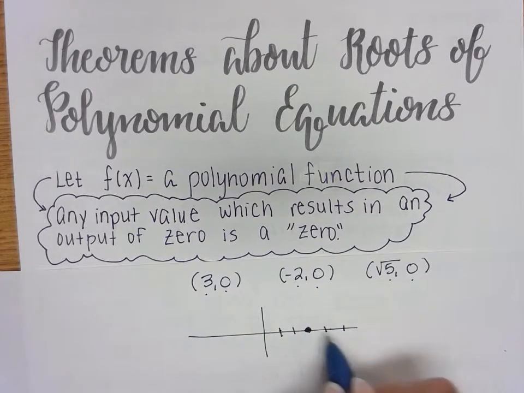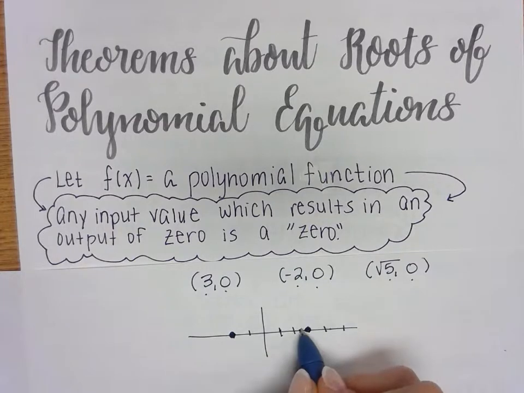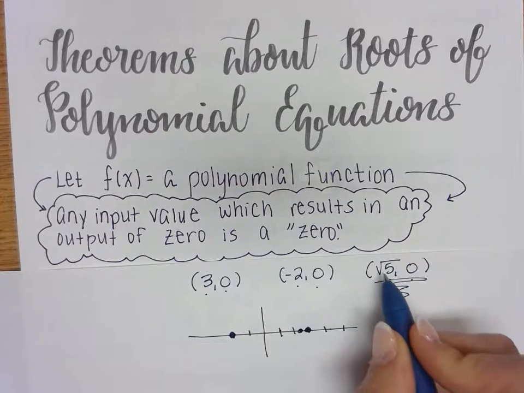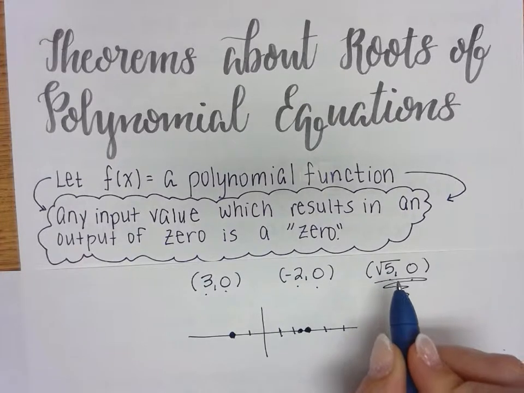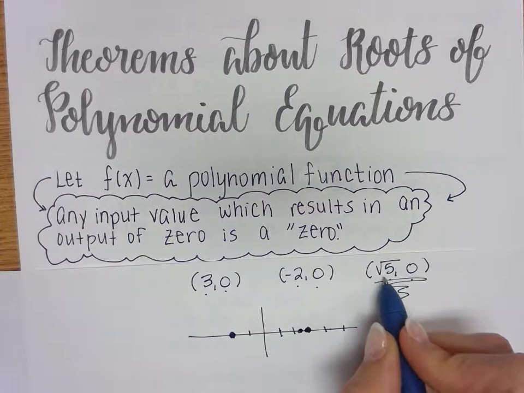So I went over 3, up nothing. I went left 2, up or down nothing. Square root of 5, up or down nothing. Now, another thing, square root of 5 is what kind of a number? Do you remember? Square root of 5 is irrational. You cannot write it as a ratio of two integers, so it's an irrational number.